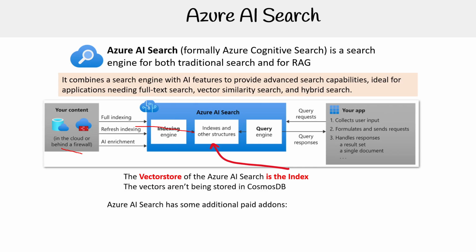Azure AI Search has some additional paid add-ons. So it has a customized entity lookup skill. It has document cracking, image extraction. We talked about what document cracking is, so that is a feature it has. And then semantic ranker, and we talked about what semantic ranking is as well, so you should know that.